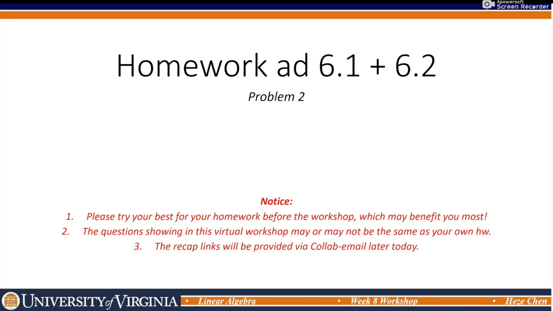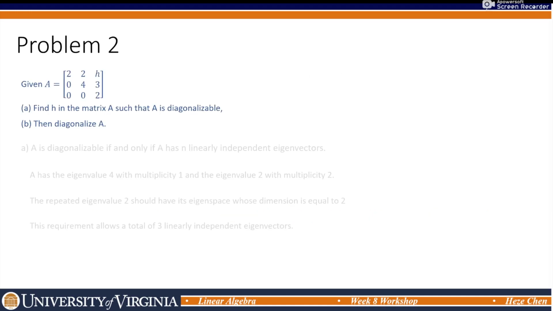This is problem 2 for homework 6.1 and 6.2. Given a 3x3 matrix A, find h in the matrix A such that A is diagonalizable. A is diagonalizable if and only if A has n linearly independent eigenvectors, if A is an n by n matrix.